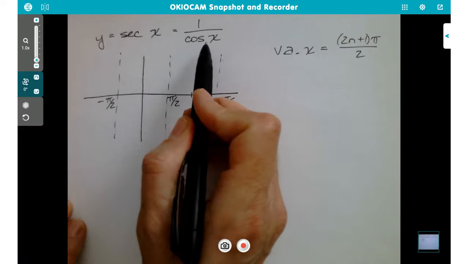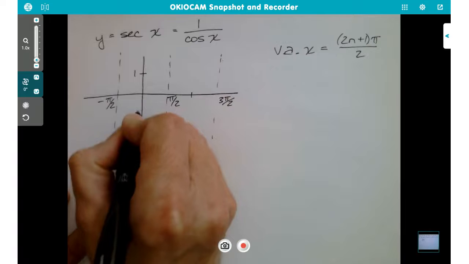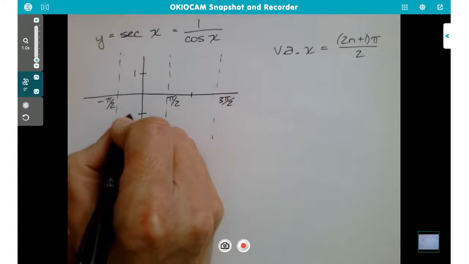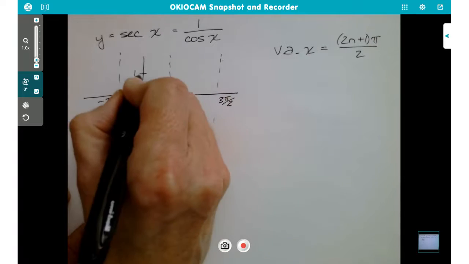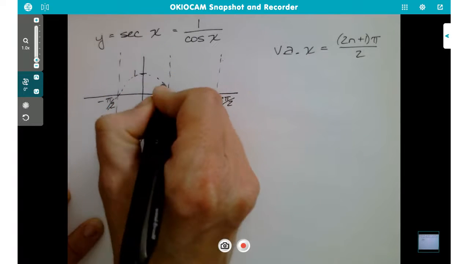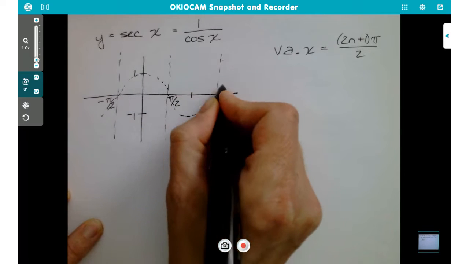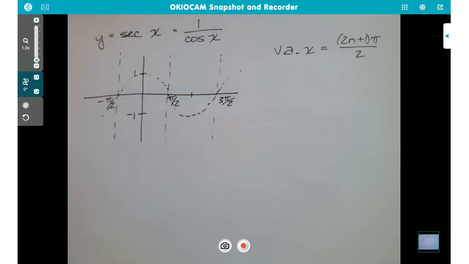The secant is the reciprocal of the cosine, so it could be useful to draw in the cosine function here. It's not part of the secant graph, but it can be convenient to be able to see it. Cosine bottoms out at negative 1. So there's the cosine function.